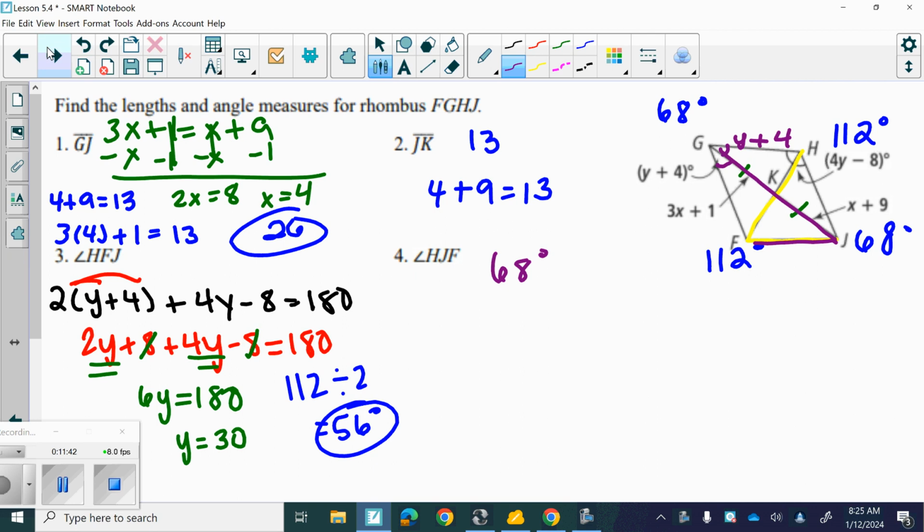Oops, I did not highlight the right angle. This is HJF. Why did you say that?